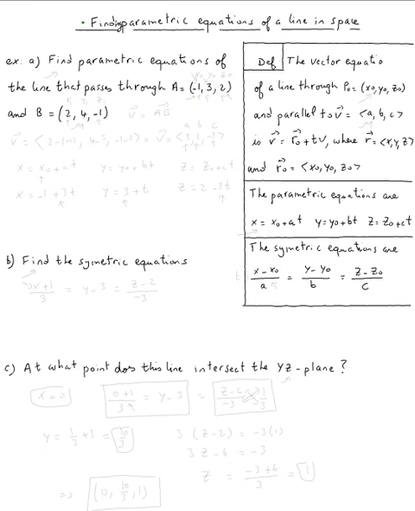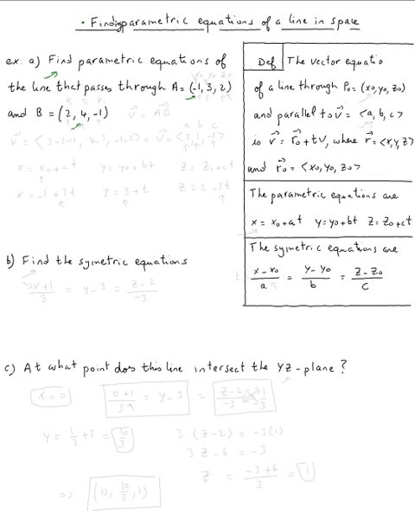The topic is finding parametric equations of a line in space. So let's do the first example. Question A: find parametric equations of a line that passes through the points A equal -1, 3, 2 and B equal 2, 4, -1. Alright, the definition is right here.